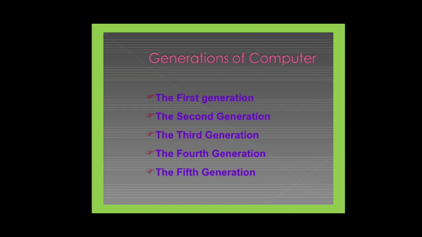Now comes the third generation computers. This is between the years 1959 to 1971, and the concept of the integrated circuit, called IC in short, came into existence. So third generation computers used ICs. Now comes the fourth generation computers, and the most important electronic device developed during this generation was the microprocessor. So the fourth generation used microprocessors.